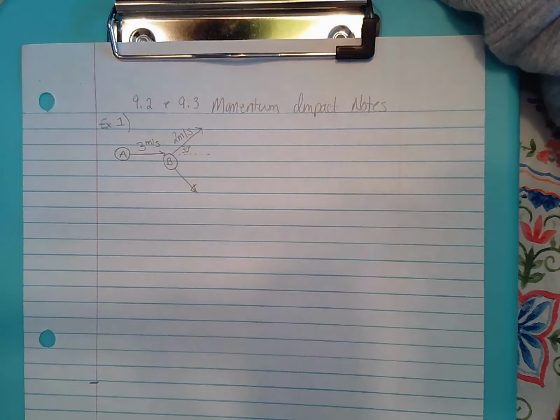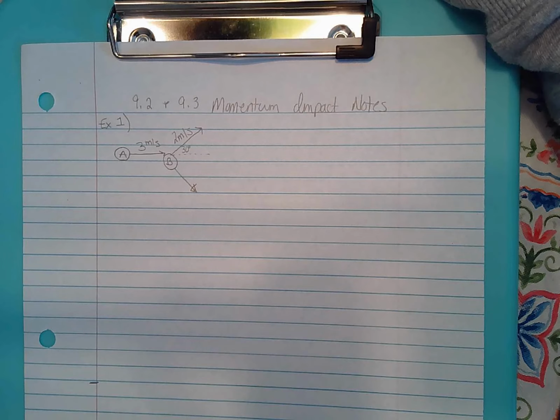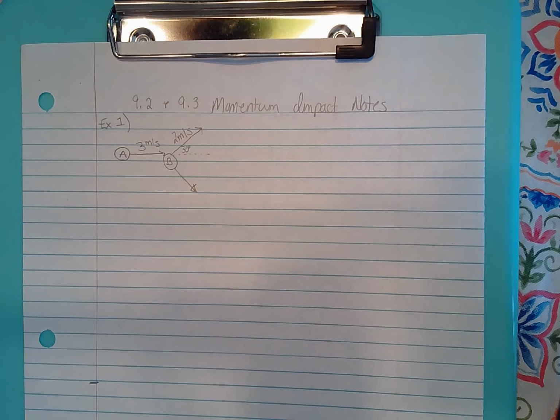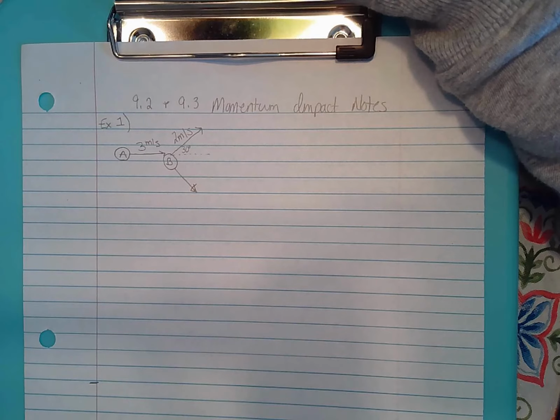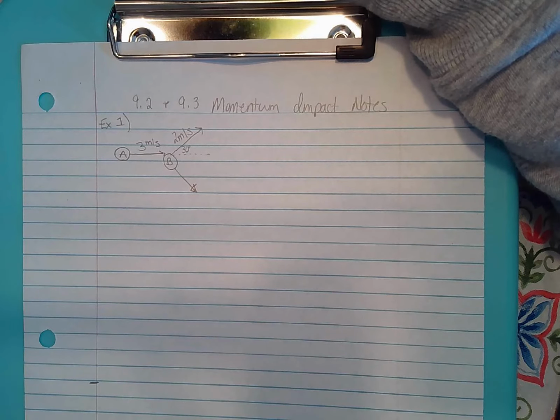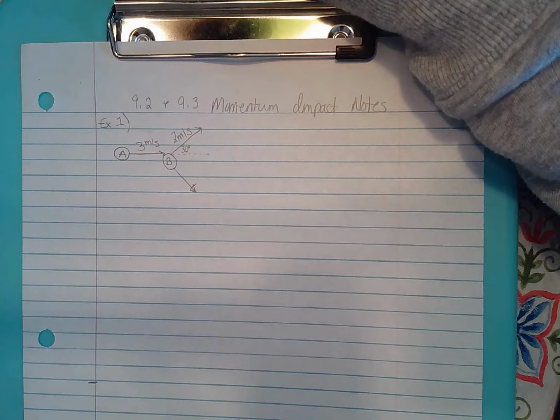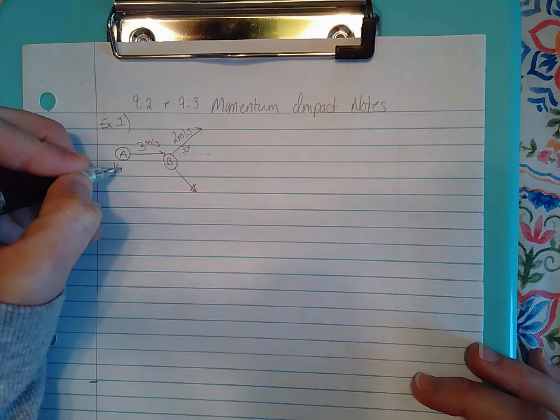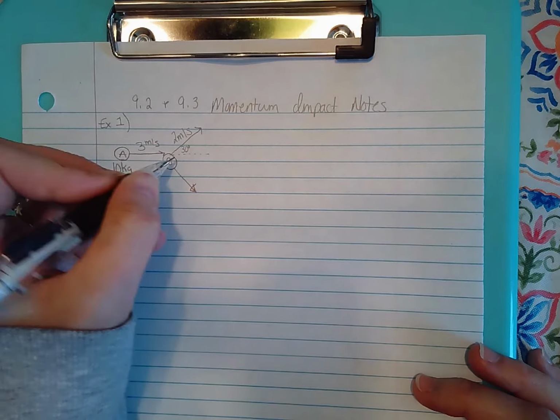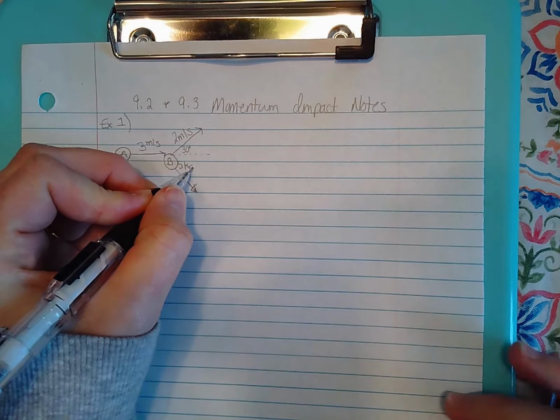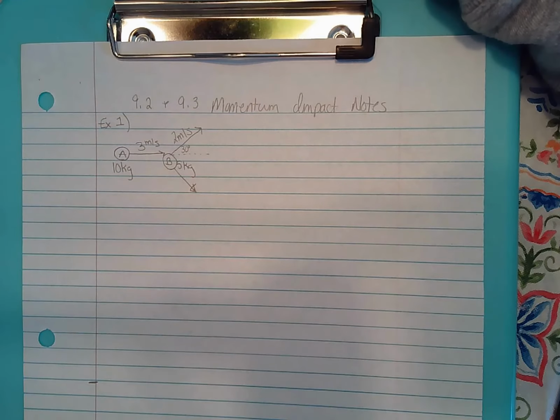Something really important to understand is that the original momentum of a problem is going to equal the final momentum of a problem. And that's going to take us to where we're going to go. Something I neglected to tell you is that ball A is 10 kilograms and ball B is 5 kilograms. So make sure you make that note when you're taking your notes.